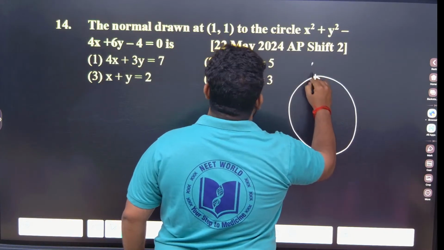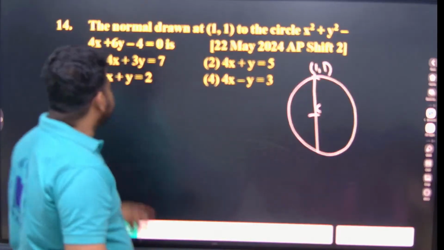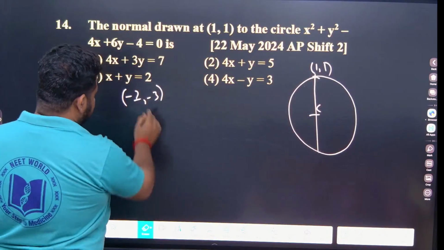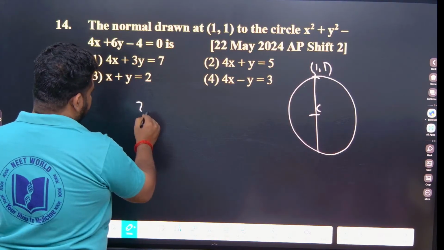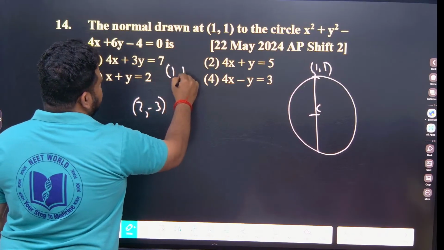This point is 1, 1. Normal always passes through the center, so first find the center. Center here is 2, minus 3. So for this, the point is 1, 1, and the center is 2, minus 3. What will you do?